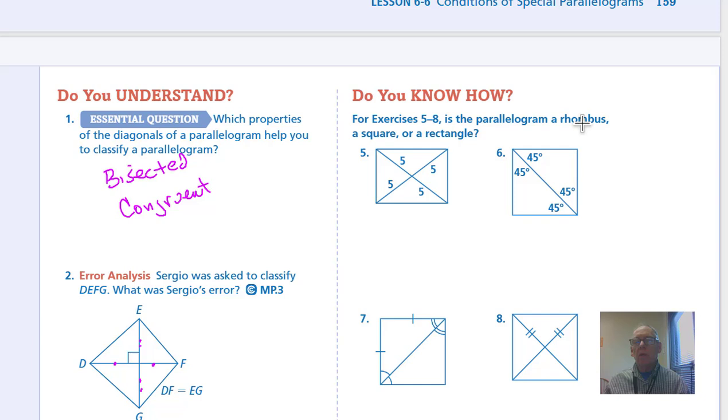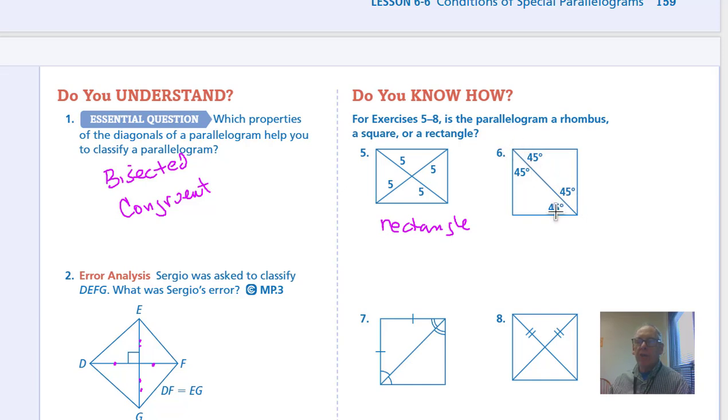Now, if the diagonals bisect each other, it could be a rhombus, but it's only going to be a rhombus if the diagonals are perpendicular bisectors of each other, and they're not. This has got to be a rectangle. Could it be a square, though? Well, there's not a right angle there that we can see, so it's not a rhombus, and a square is also a rhombus, so this is just merely a rectangle.